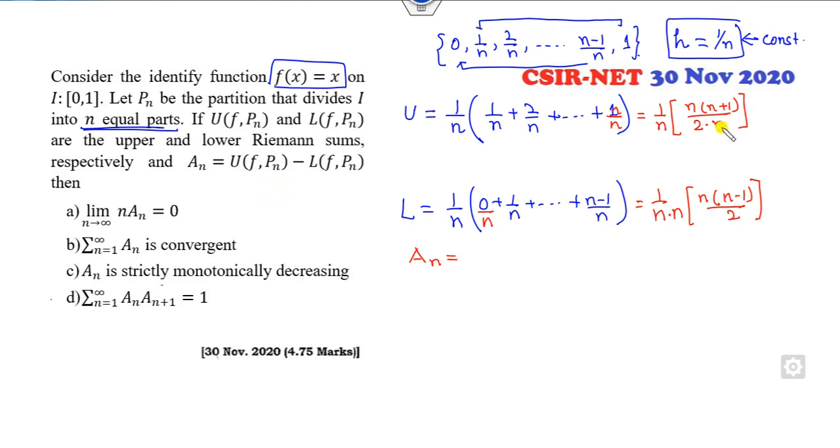Then you can find U minus L. So 1 by n square is common, 1 by 2 n square is common. So what is that? n square plus n minus n square plus n.